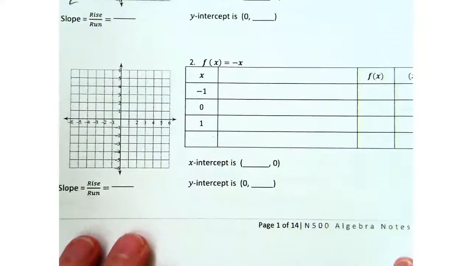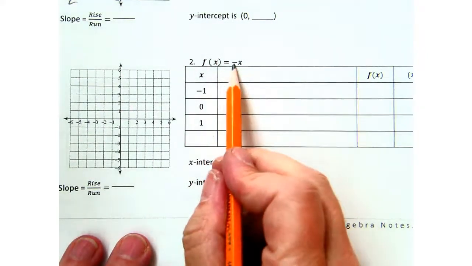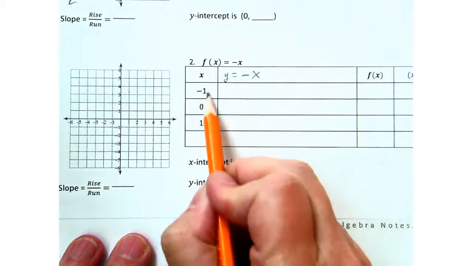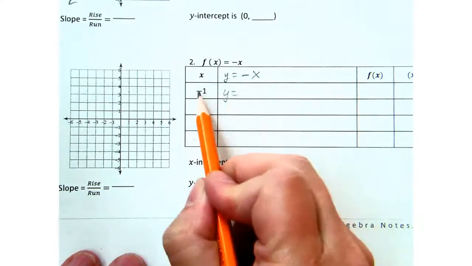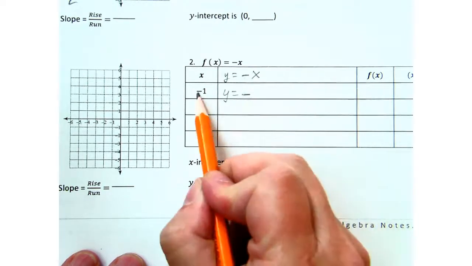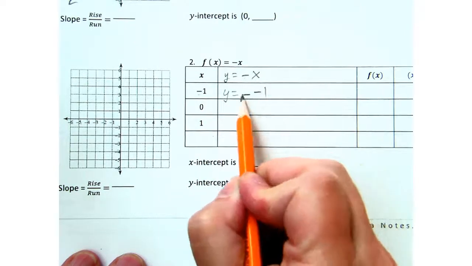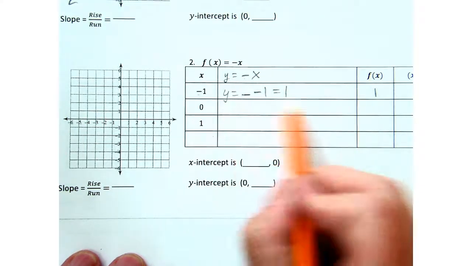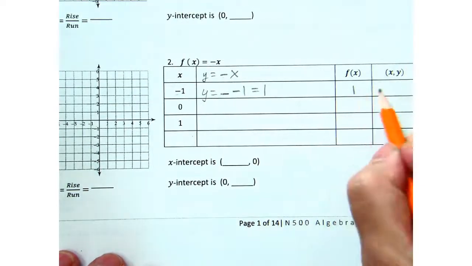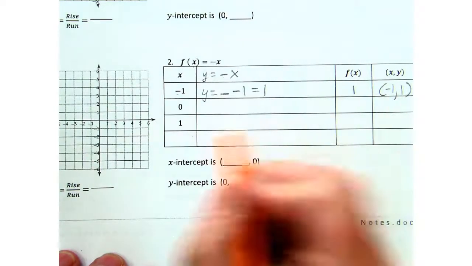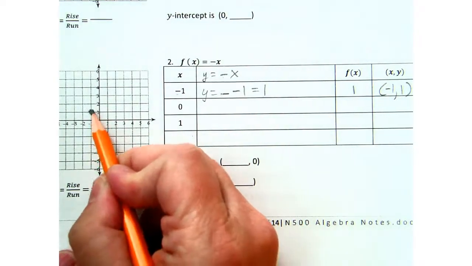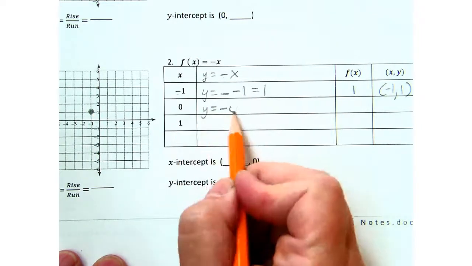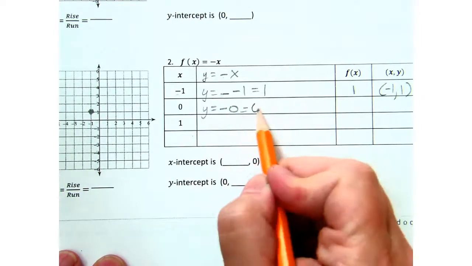In example 2, we will also use the values -1, 0, and 1 to fill in our equation. Be careful to include the negative when you rewrite the equation. Y equals negative x. Now plug in -1. This gives us y equals +1. Our first point then is (-1, 1). Graph this point. Our second point, plug in 0 for x: y equals -0, or y equals 0.